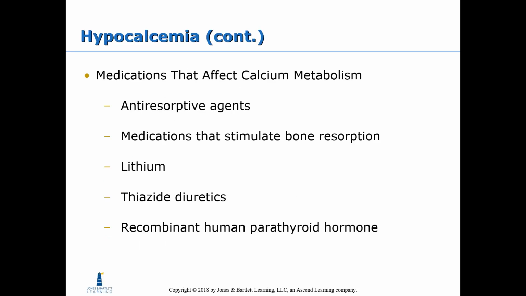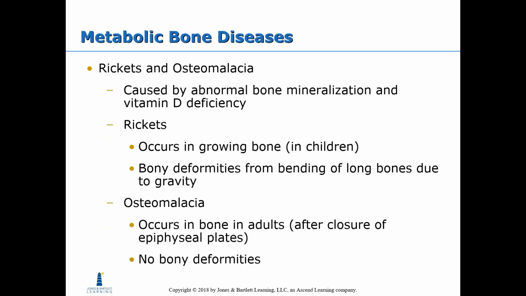Medications that can affect calcium metabolism: anti-resorptive agents, medications that stimulate bone resorption, lithium, thiazide diuretics, and recombinant human parathyroid hormone. Now we're going to talk about some of the metabolic bone diseases. Rickets and osteomalacia are basically the same disease, except rickets is in children and osteomalacia is in adults. It's caused by abnormal bone mineralization and vitamin D deficiency.